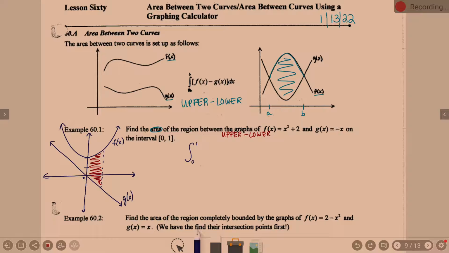So 0 to 1, which is my upper curve? f of x. So we're going to do x squared plus 2, which is our upper curve, minus, what's my lower curve? g of x, which is the negative x, and then dx. Are you okay with that setup?